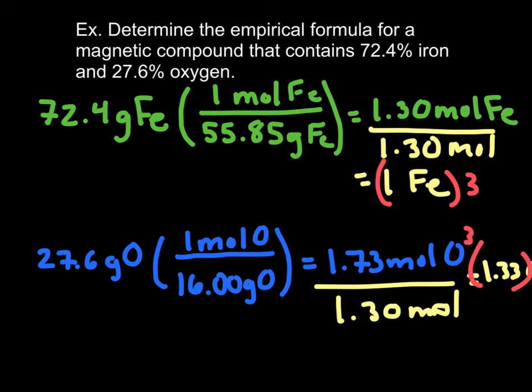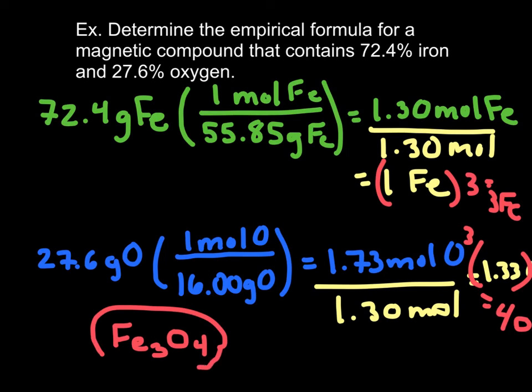So we end up with 3 irons and we end up with 4 oxygens. The final step is to write our empirical formula. Well, since we have 3 irons, we write Fe3O4.